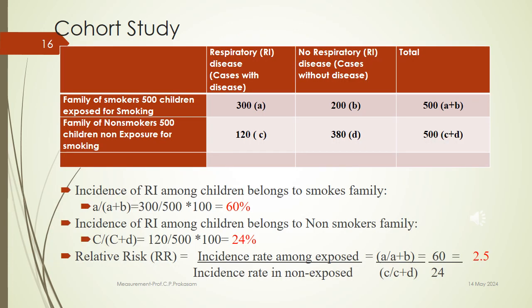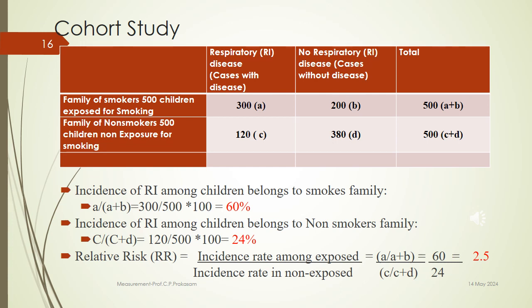With the example given, we can calculate the incidence rate as well as the relative risk for the cohort study. The incidence rate here is given by A divided by A plus B, that is 300 divided by 500, multiplied by 100 percent, which gives you 60%.